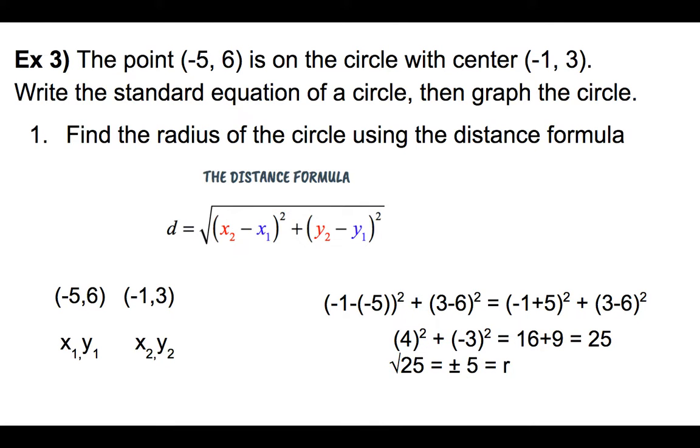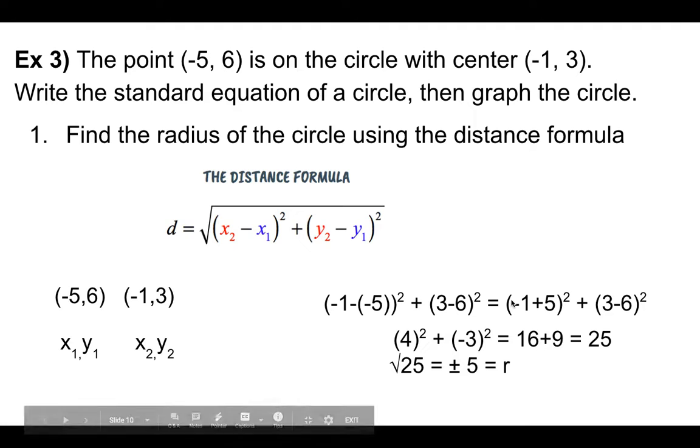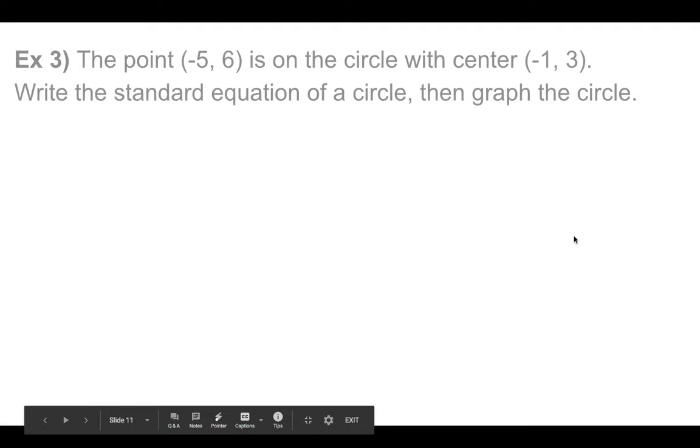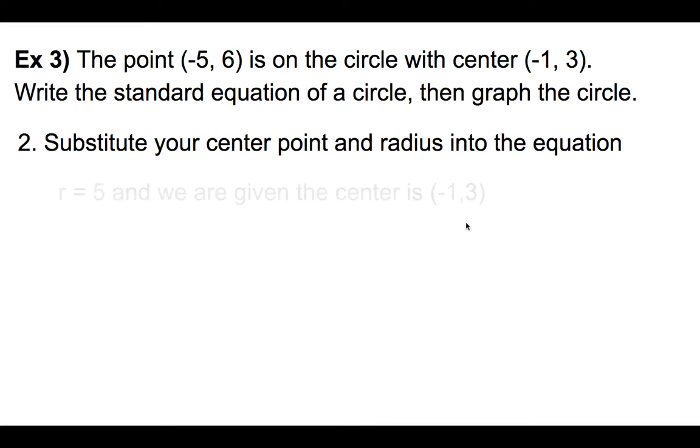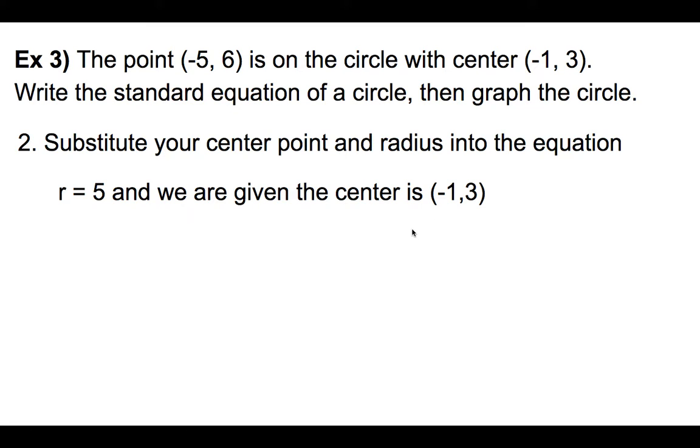So now that I have my radius and I know my center of my circle, I can go ahead and substitute in my center point and my radius into my equation. So again, my radius we calculated was 5, and we're given the center point of -1, 3. I'm going to label that -1, 3 as my h, k, and then I have my r value of 5. So now, thinking about my general equation for a circle, I'm going to substitute back in my points that I know, and then the one that I solved for.